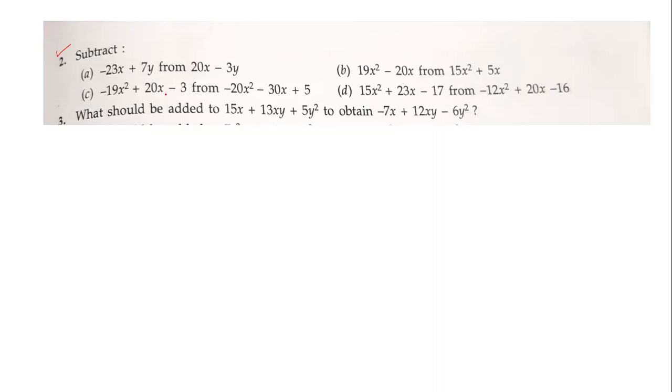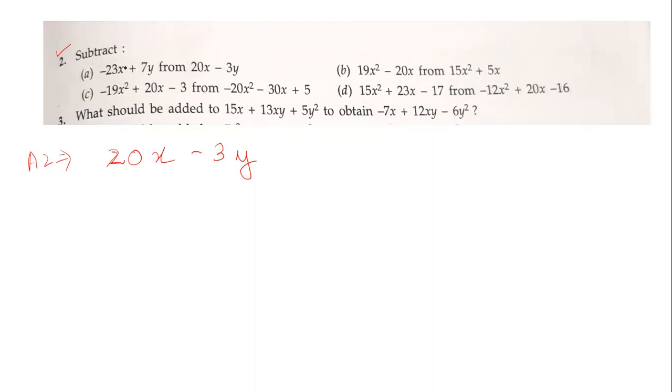Subtract minus 23x plus 7y from 20x minus 3y. मतलब हमें क्या, subtract this term from this term. So we have to इसमें से हमें इस वाली term को subtract करना. So we will write the second term first. 20x minus 3y में से हमें subtract करना है minus 23x.